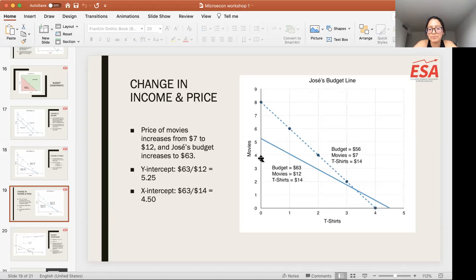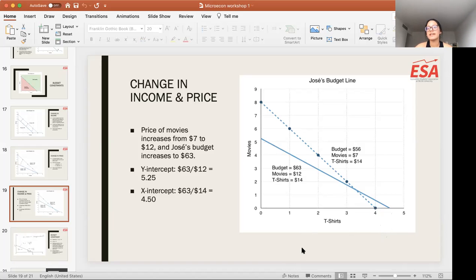So you could see that this used to be the triangle. I don't know if you can see my cursor actually, but the dotted line was the original budget line, and the big triangle was what Jose could afford before. But now it's different, because the price of movies increased, but he can afford more t-shirts.